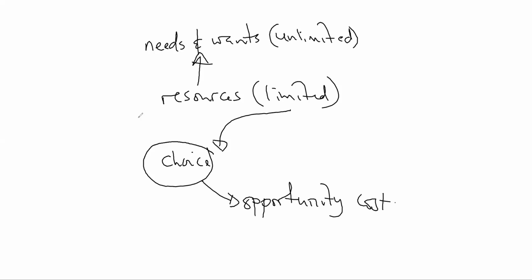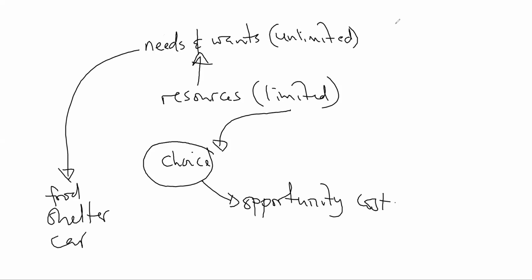You are making a choice as to which particular need, which particular want to satisfy. But remember, among needs and wants, we have got food, we have got shelter, maybe we've got a car. We are using resources to have these things, but we can't have all of them at once, because the resources are limited. So what do you do? You have to make a choice whether to use the resources to get food, shelter, a car, whatever it is.